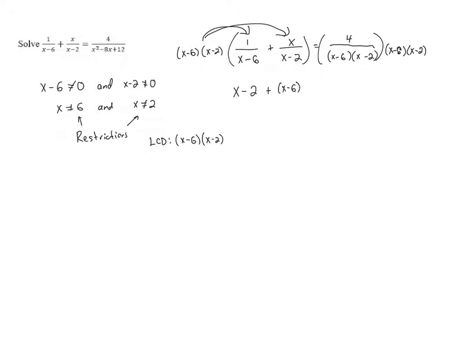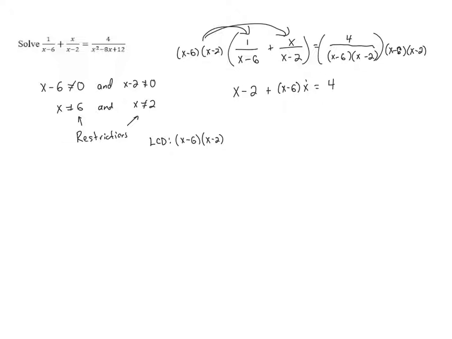I am going to save that multiplication for the next step just so that I don't do too much at once and make a simple mistake. On the right-hand side, the whole denominator cancels because we've got x minus 6's and x minus 2's in the bottom and out front. All of those cancel, and then we're just left with that 4. So the right-hand side is just 4.